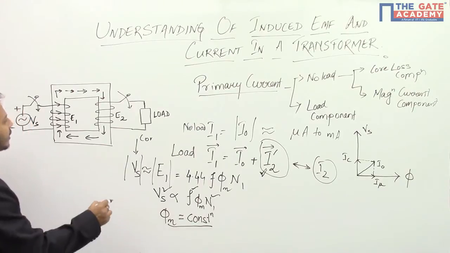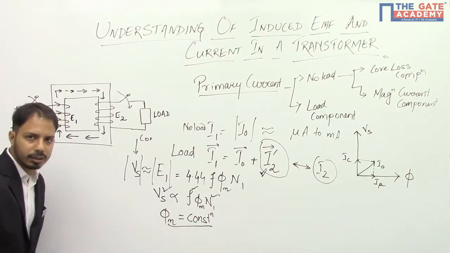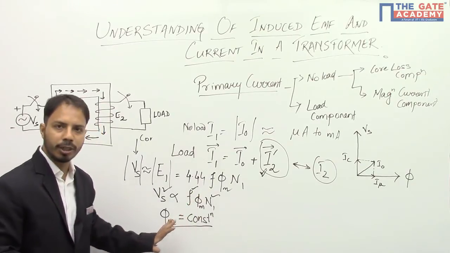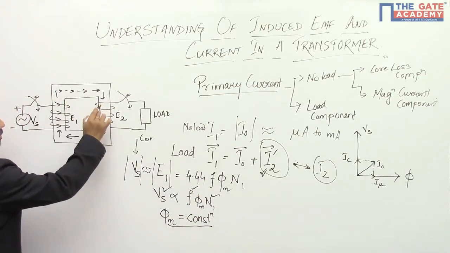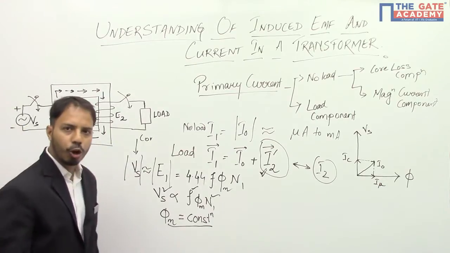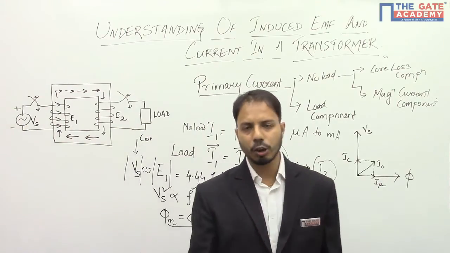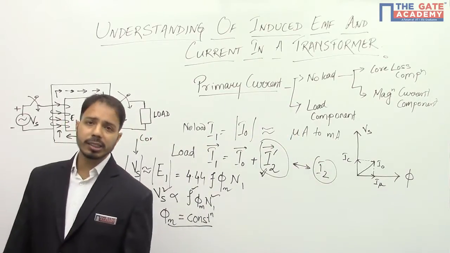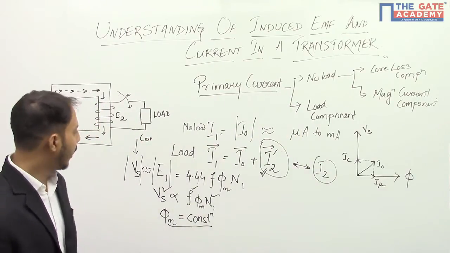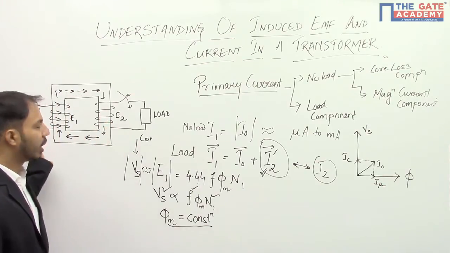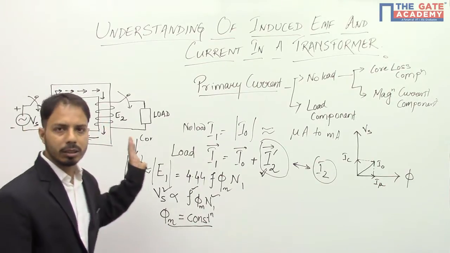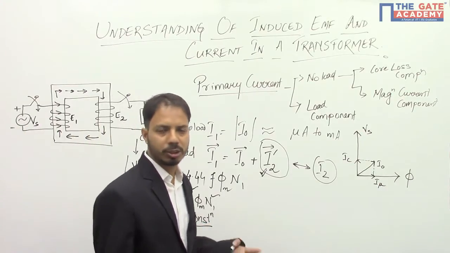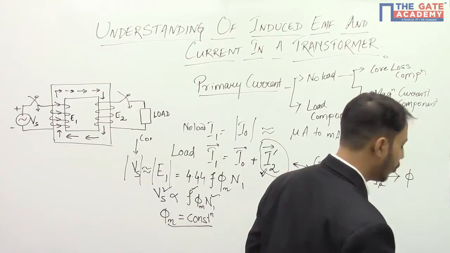That means the RMS value of the flux is RMS value, right? Not instantaneous value. Remember this thing. These are all RMS quantities. So the RMS value of the flux flowing through the core should be constant. This is very important to understand. That means the flux that is required by the core for this particular supply is constant. Now you will think, what will happen if the flux is constant? What is the relation? This is what we will discuss here.